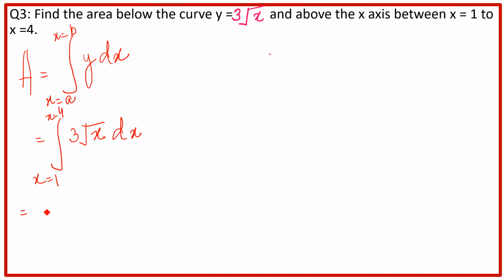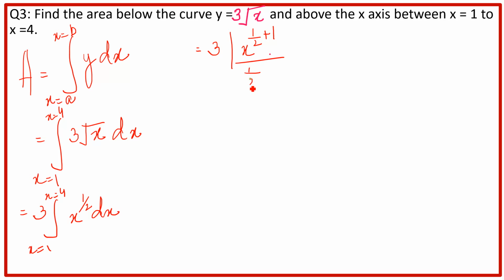So see, 3 is constant. We can take it out from the integral sign. x is equal to 1 to x is equal to 4, and under root x we can write as x to the power 1 over 2 dx. Why did I write it like this? Because we can use the power rule here in order to integrate it. The power rule is: whatever the power is, you have to add 1 and divide by the new power, which is 1 over 2 plus 1, with limit x is equal to 1 to x is equal to 4.